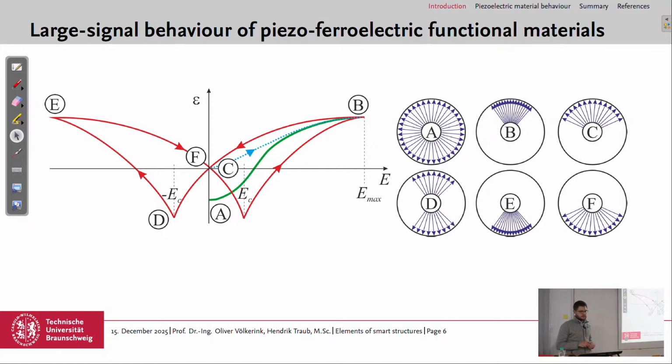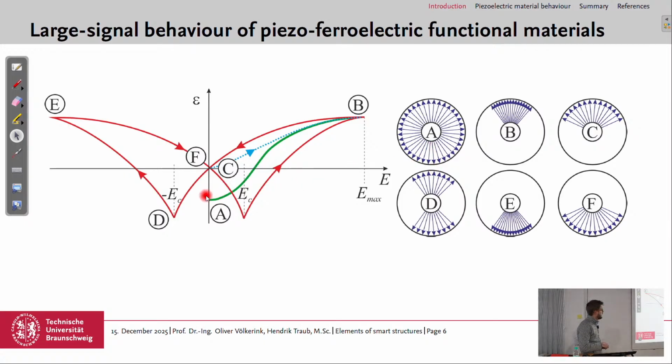So recap from yesterday, we introduced the large signal behavior of the piezoferroelectric functional materials. We also saw the butterfly curve in the experiment in the evening, but we can quickly go through it again as a recap because it's really an important plot and could also be part of the exam. So if we start with an unpolarized piezoceramic material, we are here in point A. The polarization directions are statistically distributed, so we have no macroscopic effect.